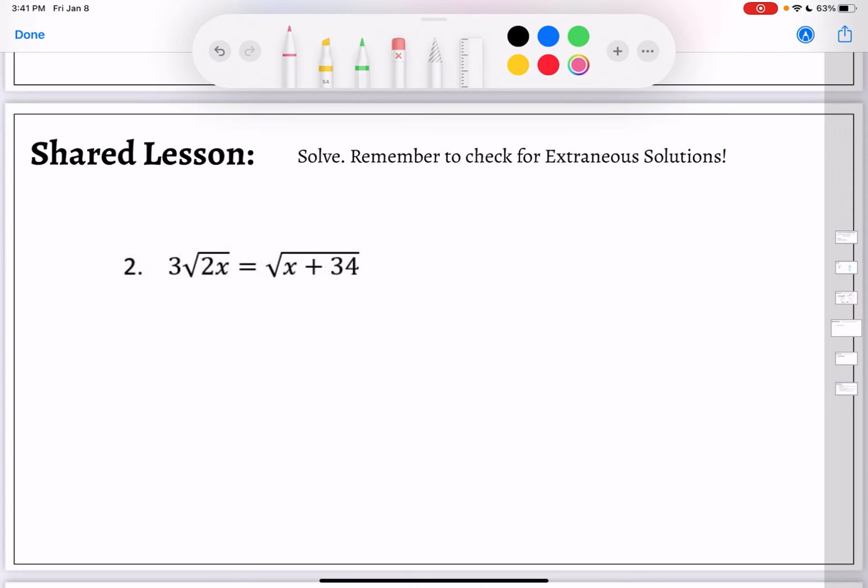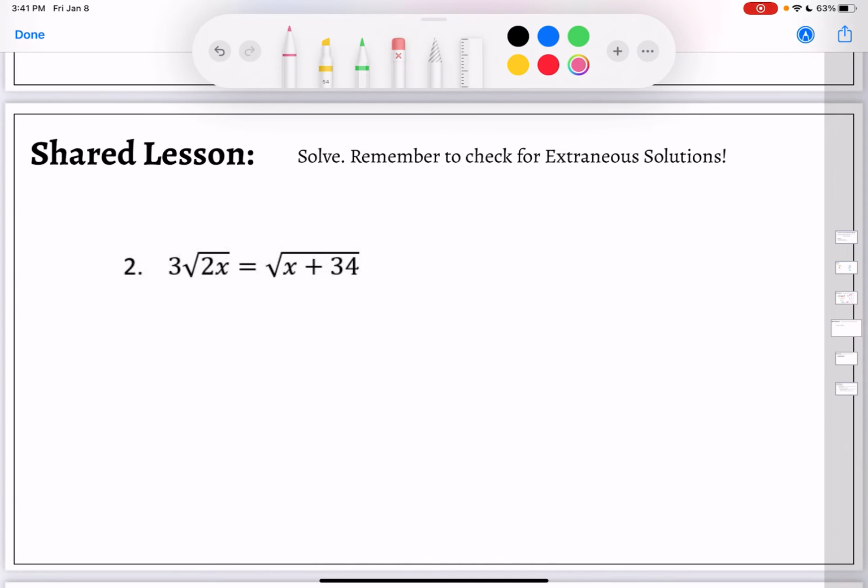3 radical 2x equals radical x plus 34. So I have a radical on both sides. Now we did one like this at the end of the last lesson, but I have a number on the outside of this one. So the number on the outside here is multiplied, right? 3 times radical 2x. And there's no number on the outside of the other one. There's nothing I can do to really get rid of that number.